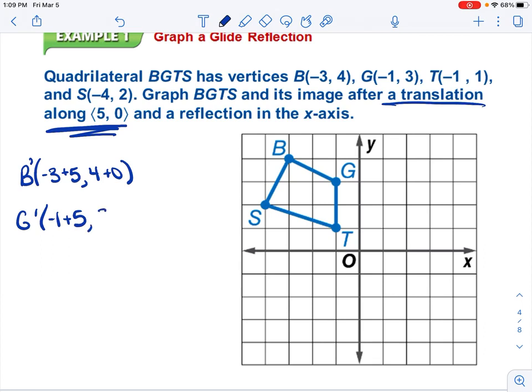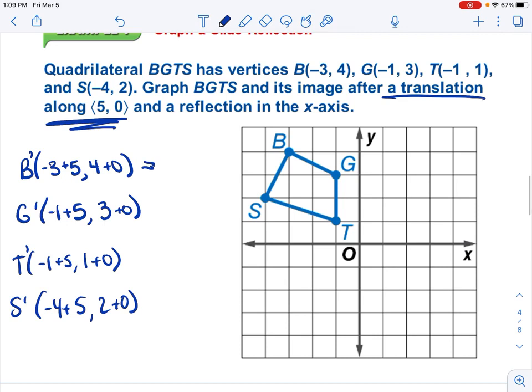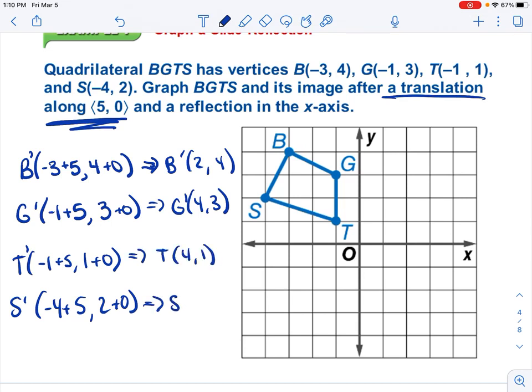So G is negative 1 plus 5, 3 plus 0. T prime is negative 1 plus 5, 1 plus 0, and S prime is negative 4 plus 5, 2 plus 0. I'll go ahead and finish these out. B prime is 2, 4. G prime is 4, 3. T prime is 4, 1. S prime is 1, 2.